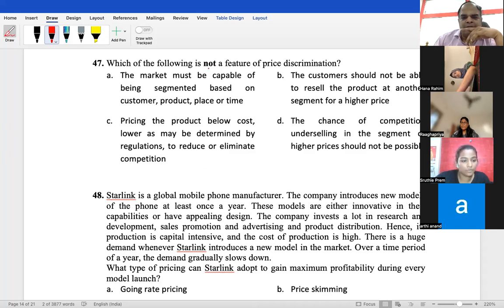So A, B, and D are correct. Therefore, the feature not included, as they ask, is C. C does not form part of the features of price discrimination.